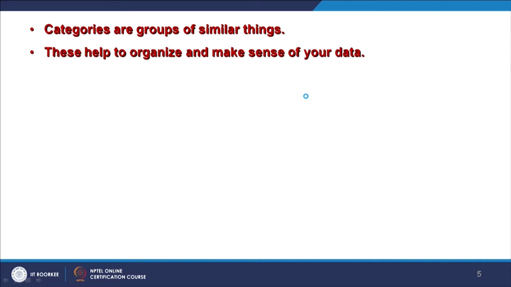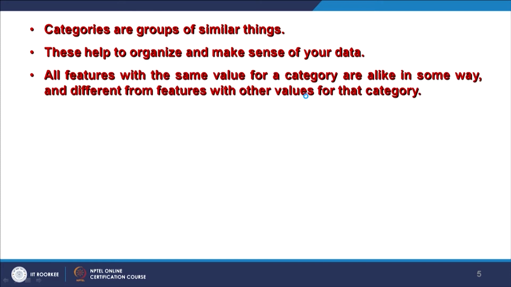So categories basically are groups of similar things, types of houses, types of forest, types of land use and so on and so forth. And these basically help us to organize and make sense of our data. When we give the name, it makes some sense and it organizes that each one is having their own name. And all features, here I am talking about vector entities, with the same value for a category are alike in some way and different from features with other values for that category.